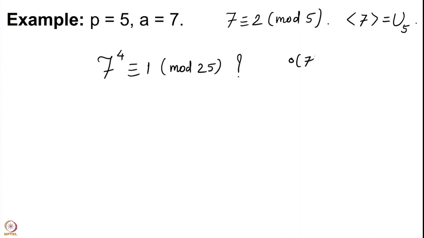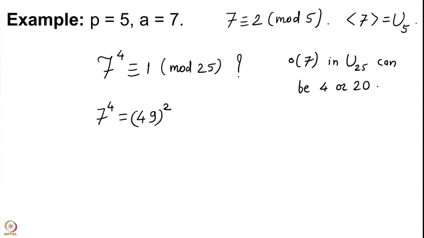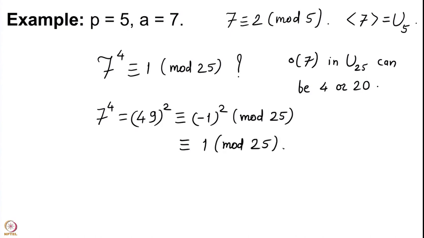Because we know that the order of 7 in U25 can be 4 or 20. If it is 4, then it is not a primitive root modulo 25. If it is not 4, then it is a primitive root modulo 25. So, 7 power 4 is 49 squared. And therefore, when you go modulo 25, 49 is actually minus 1, because 50 minus 1 is 49. And so, this is 1 modulo 25. So, this tells you that the order of 7 in U25 is actually 4, and so it cannot be this.